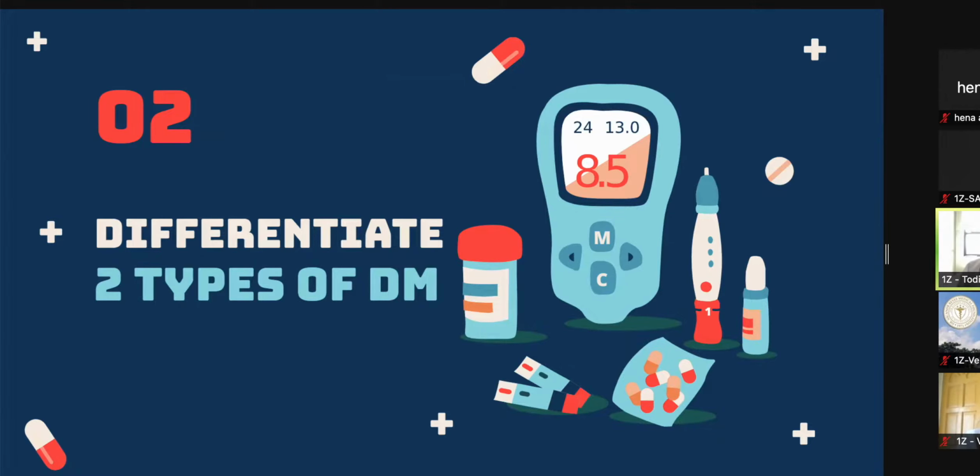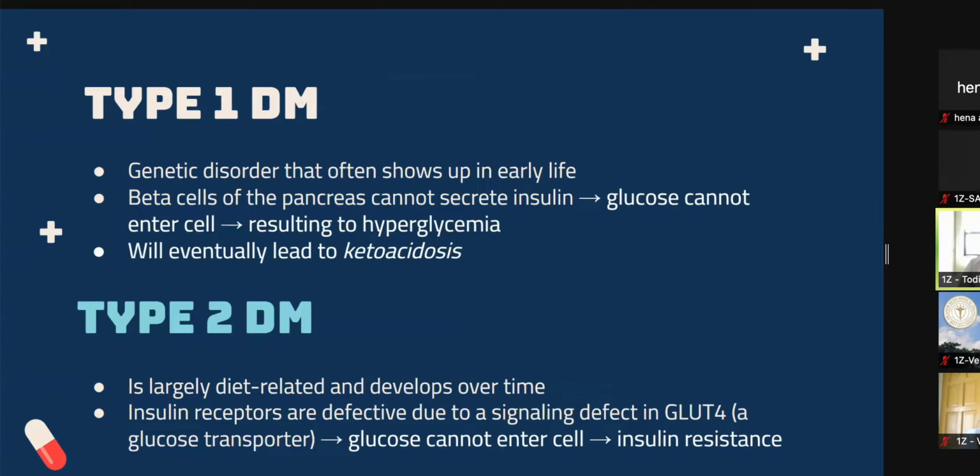Okay, as for the differentiation of the 2 types of diabetes mellitus. The main difference between the 2 types of diabetes is that type 1 diabetes is a genetic disorder that often shows up in early life, while type 2 diabetes mellitus is largely diet-related and develops over time. So what happens in type 1 diabetes is that the beta cells of the pancreas cannot secrete insulin, so the glucose cannot enter the cell, resulting now in hyperglycemia. And it is more prone to ketoacidosis.